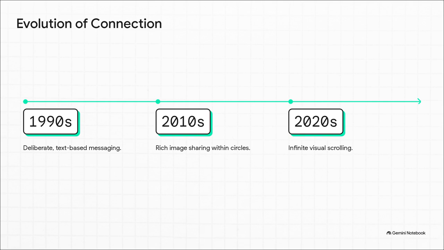Then hit the 2010s, and our connections got much more visual. We were sharing entire albums of our weekends, giving friends this rich window into our lives, but it was still mostly kept within our own social circles. But now, look at the 2020s. The whole model has shifted away from connecting with friends to just consuming this algorithmic, infinite scroll of visuals from total strangers.